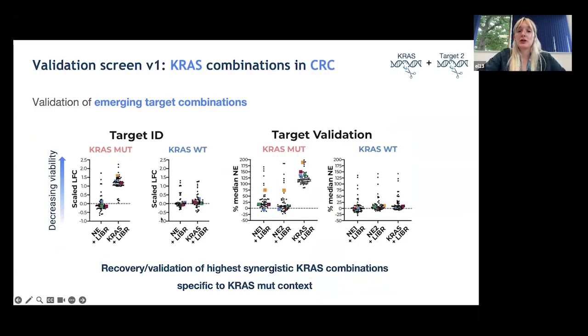I can't show you the ID of these genes, unfortunately, but I'm highlighting the fact that we could use this data then to zoom into combinations that are showing a synergistic effect, specifically in the KRAS mutant context within the pooled screen. And we are able to validate these 4 combinations within the arrayed validation screen. And again, this decrease in viability is specific to the KRAS mutant line, which is showing us that this effect is specific to that context.